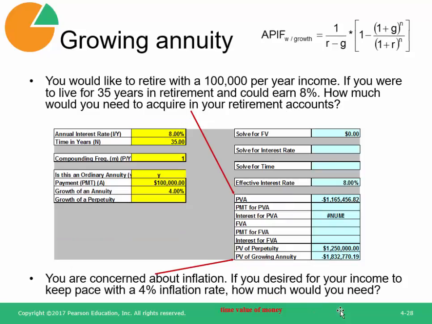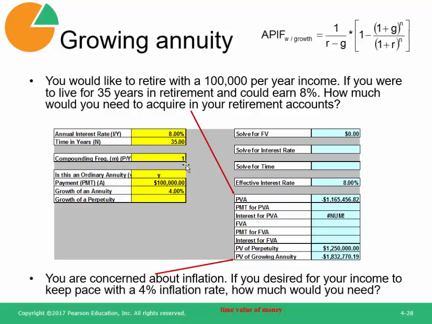When you get to retirement, one of the things that we're going to worry about is inflation. You're going to live for 20, 30 years during retirement, and the only income you're going to have is what you get from Social Security and or whatever you've been able to invest between now and then. So let's say you'd like to retire with $100,000 in income per year. If you were going to live for 35 years and you can earn 8%, how much will you need to acquire in your retirement account? So let's think about this. 8% is the interest rate. You're going to live in retirement for 35 years.